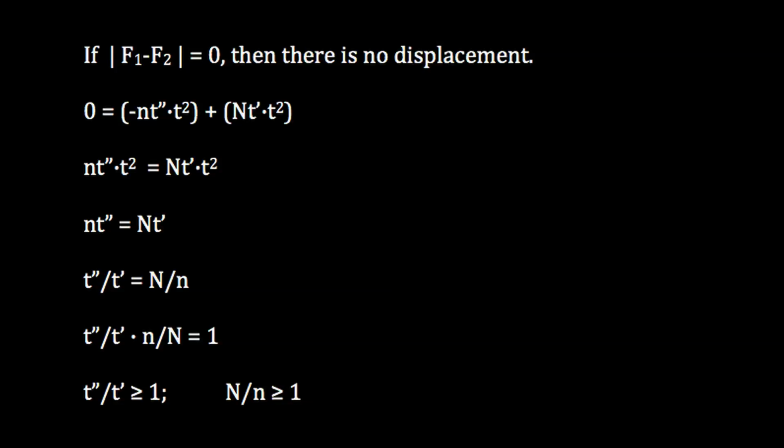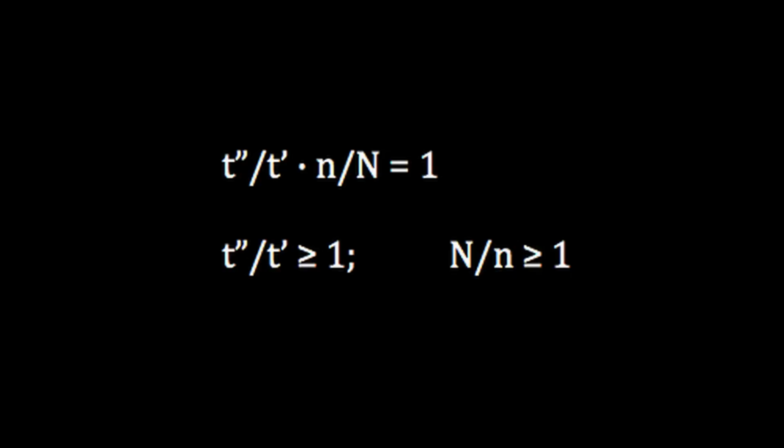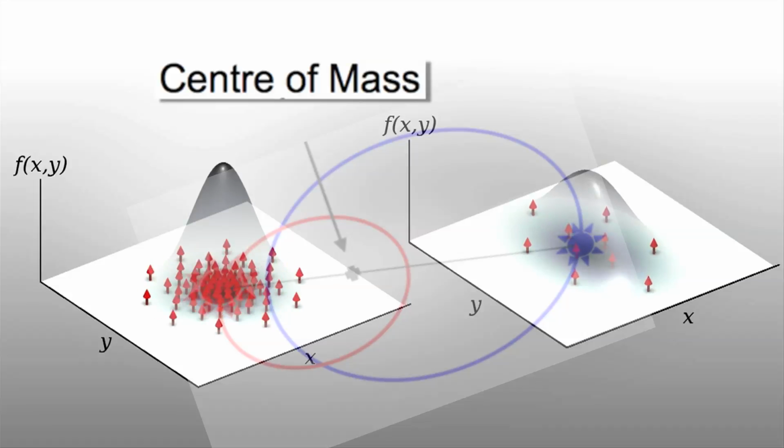We saw that if the absolute value of the difference between two forces is equal to 0, then there is no displacement. Inversely, little n times t double prime and big N times t prime tend to move towards inequality or equilibrium. The proportionality between the inequalities of t double prime over t prime and big N over little n is an integral part of the mechanism of gravity based on temporal mechanics. How do these mechanisms work?